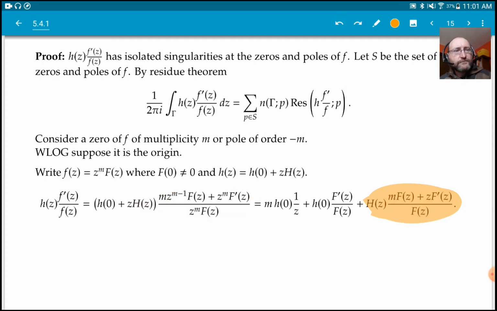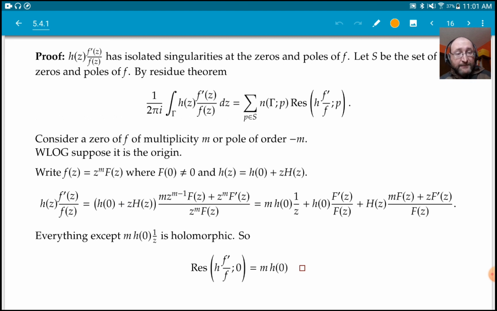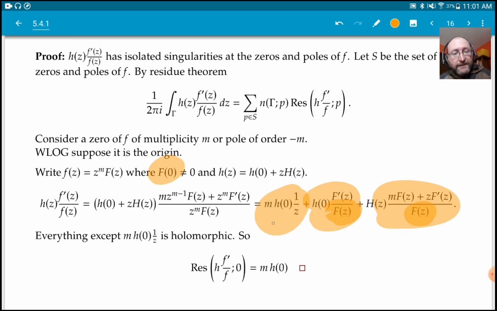Now, why did I do all that? Well, the reason is that now the things in the denominator here, that's f. F at 0 is non-zero. So these things are holomorphic near 0, in a neighborhood of 0. So the only thing that's not holomorphic is this guy. It's some constant times 1 over z. Well, what is that constant? That's precisely the residue. That's by definition what the residue is. It is the coefficient of 1 over z in the Laurent expansion.